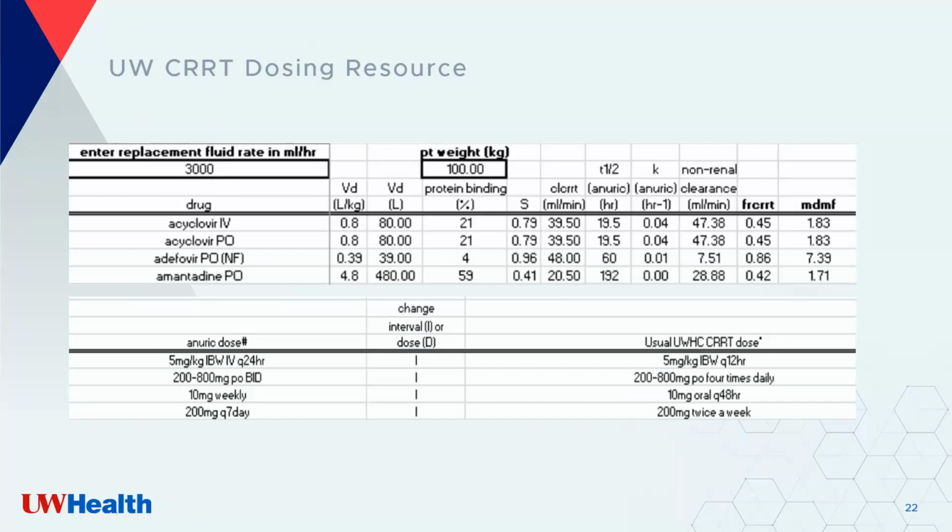For the replacement fluid rate, you can find this by going into the patient's MAR and seeing the fluid rate that is being charted on and put that in this Excel document in addition to the weight. It does provide many different pharmacokinetic parameters. And then looking at the anuric dose, seeing based on the parameters how much we would need to increase the CRRT dose to make sure that they are receiving an adequate dose and we aren't underdosing them.